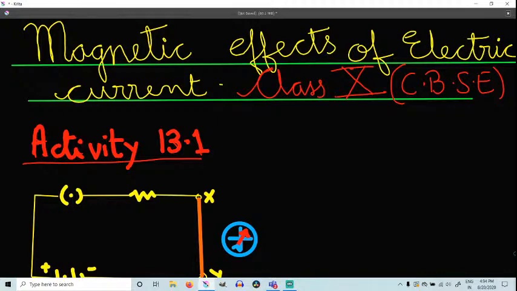Now we have finished electricity and now we go on to the last chapter of our annual syllabus, which is magnetic effect of electric currents.